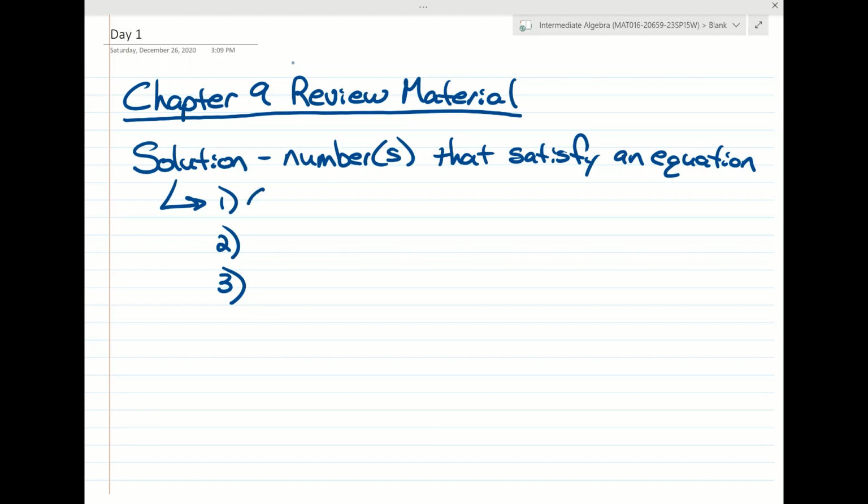There's something called a conditional solution. Conditional solution is what you might think of when you're solving an equation. Conditional just means that there's one answer. So for example, if you get like x equals 2 or something, that would be an example of a conditional solution.